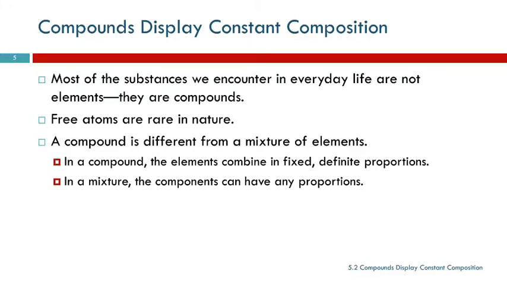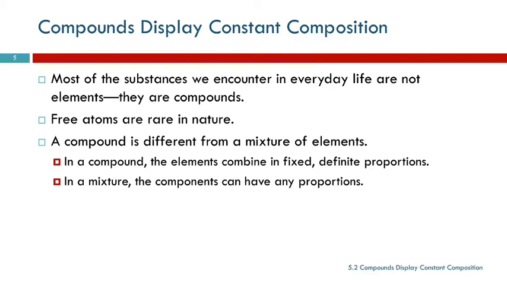Most of the things we encounter in everyday life are not elements. They're compounds or mixtures of compounds. Free atoms are quite rare in nature. So a compound, as we talked about yesterday, is different from a mixture of elements. In a mixture, you can have varying amounts of the two parts of a mixture. In a compound, the ratio of atoms of one element to atoms of the other element is always the same.